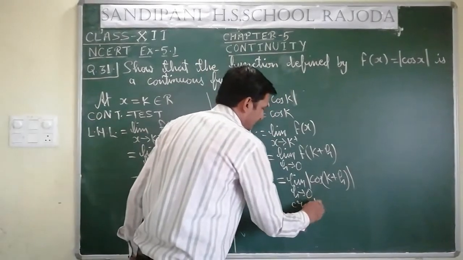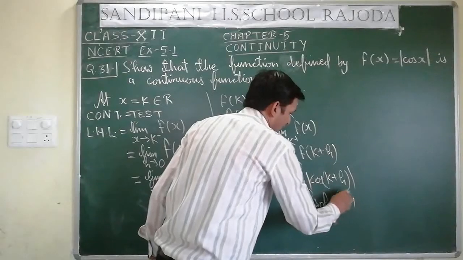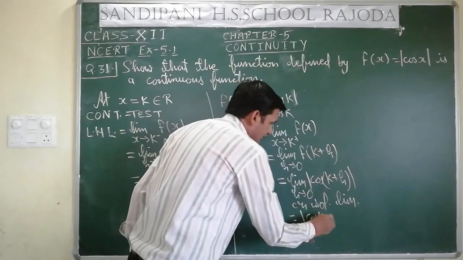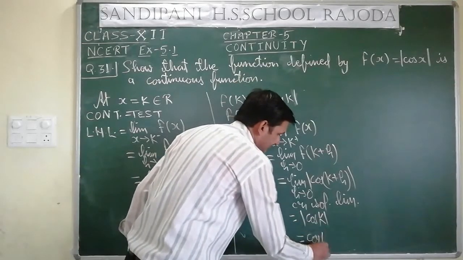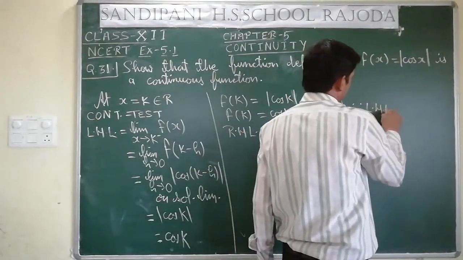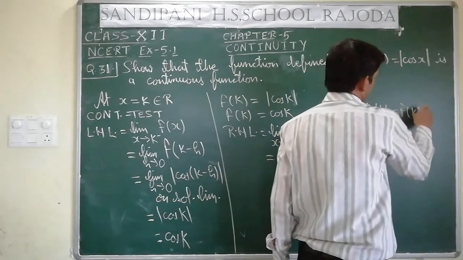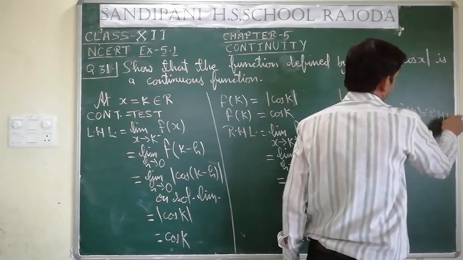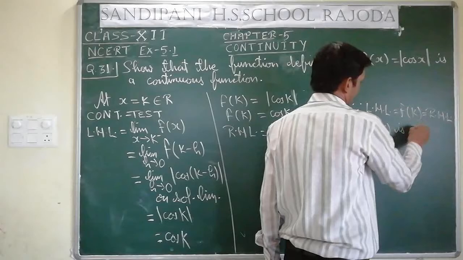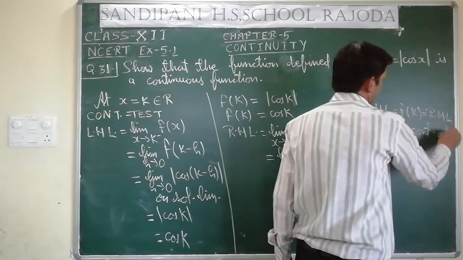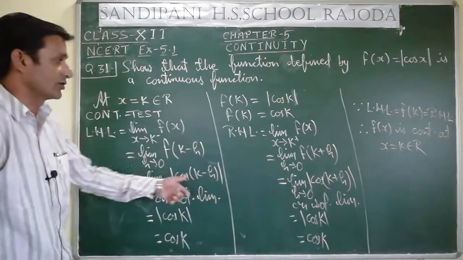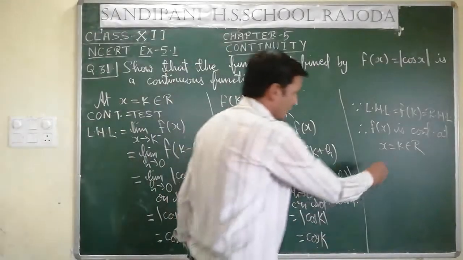On solving limit, if we put h is equal to 0 here, then what will happen? It will become mod of cos k, that is equal to cos k only. So we may write because LHL is equal to f of k is equal to RHL, therefore f of x is continuous at x is equal to k is element of R. It is continuous here also. So this is also, here also you can write Hence proof.